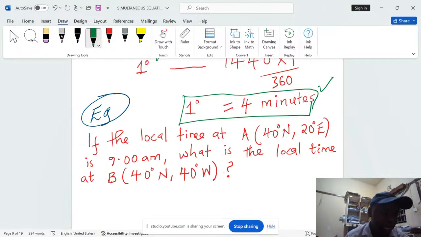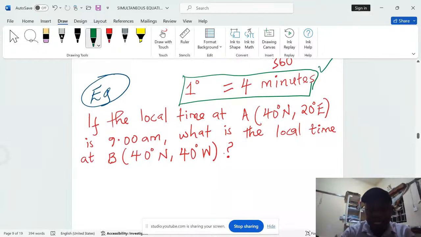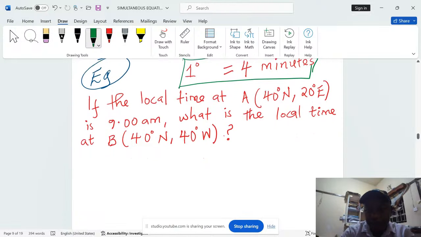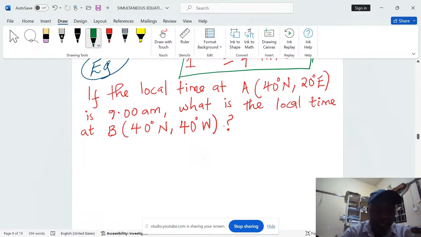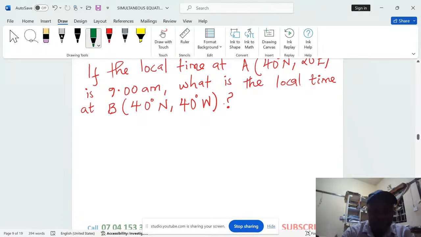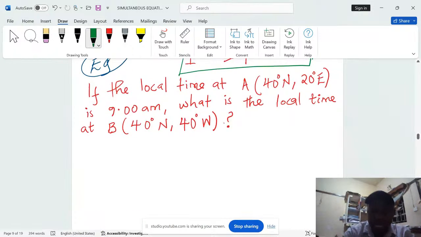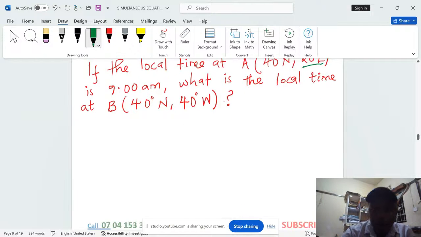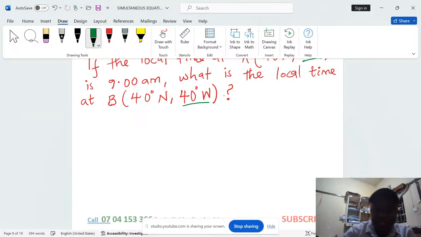Let us look at a simple example about longitudes and time. If the local time at A, 40 degrees north and 20 degrees east, is 9 a.m., what is the local time at B, 40 degrees north, 40 degrees west? Remember, they are both at 40 degrees north, but they are in different longitudes. The longitude difference is from A, 20 degrees east, all the way to B, 40 degrees west.